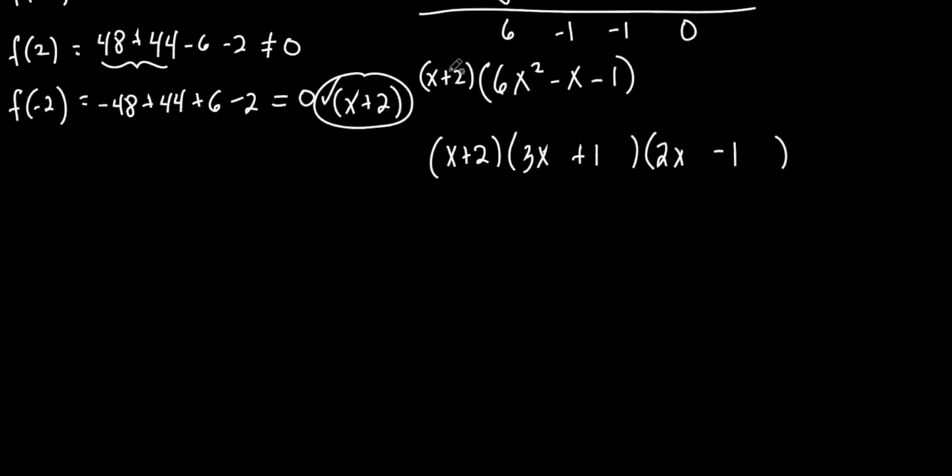3x times 2x is 6x squared. That works. Outside is negative 3x. Inside is plus 2x. Negative 3x plus 2x is negative 1x. It works. And positive 1 times negative 1 is negative 1. That works. Would you agree that that is factored correctly? Yeah. You may not have picked those numbers at first.